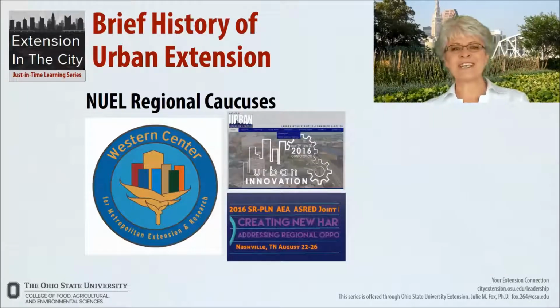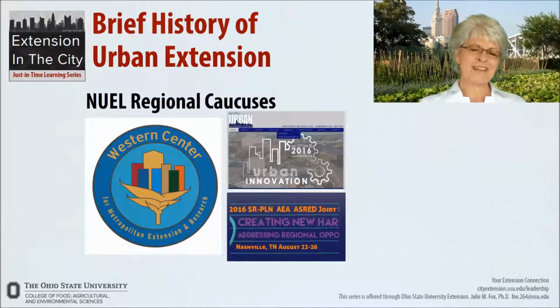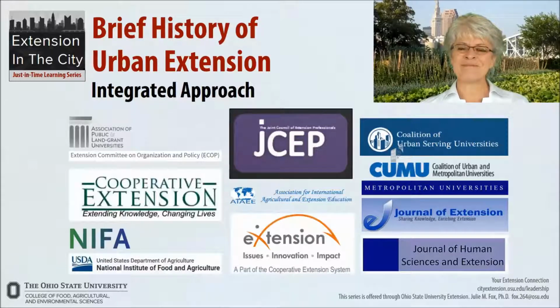The National Urban Extension Leaders also has some regional urban caucuses that are forming. Each one looks a little bit different, and they're just beginning. So you might see things like in the Southern region, an Urban Extension Conference. In the Western region, they have a Center for Metropolitan Extension and Research. In the Northeast region, they had a session on urban innovation where the states came together. So lots of good things unfolding. Connect with your regional caucus.